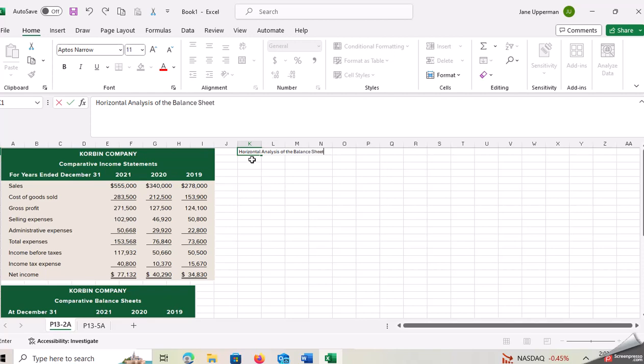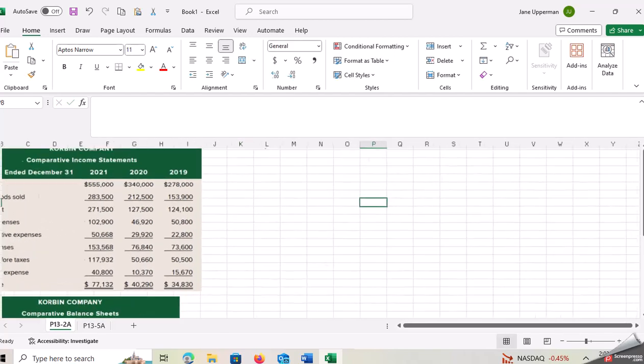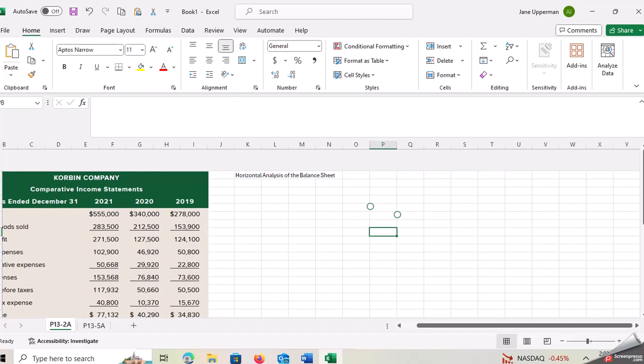let me make this just a little bit bigger if I can. Okay, at least we got the whole balance sheet on there. So what you do for horizontal is go from one year to the next. You could do from 2020 to 2019 and then 2021 to 2020. We could do both of those.